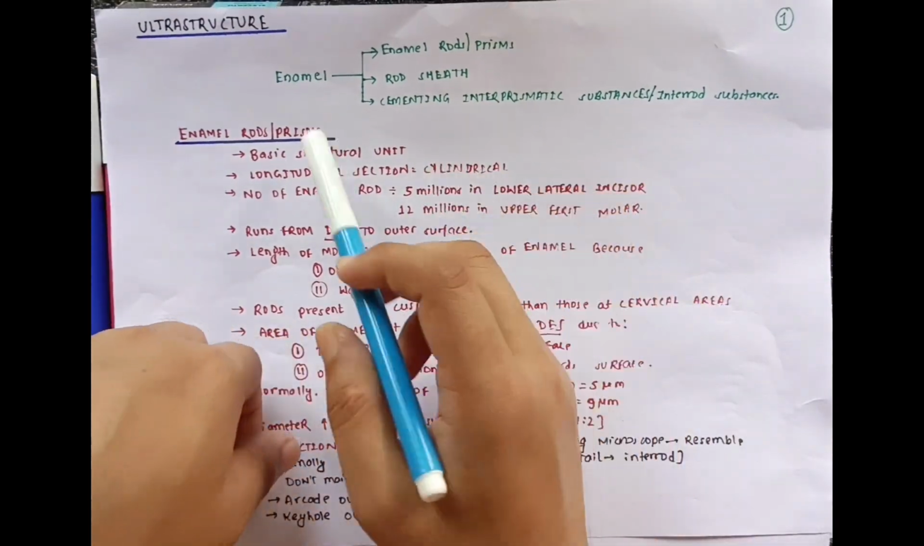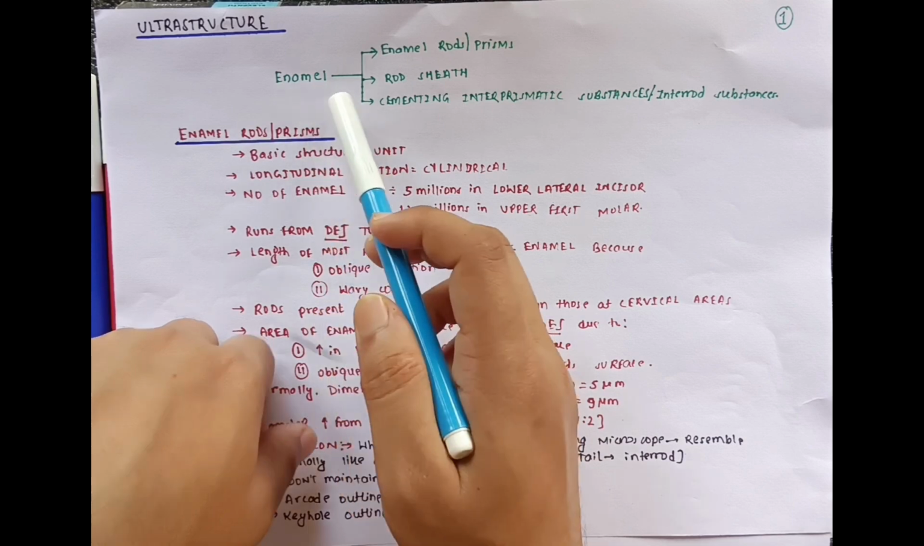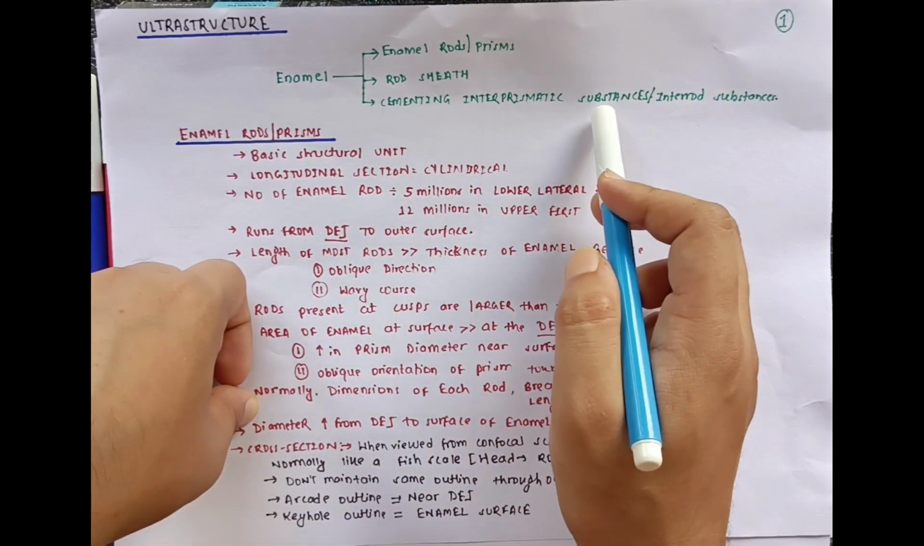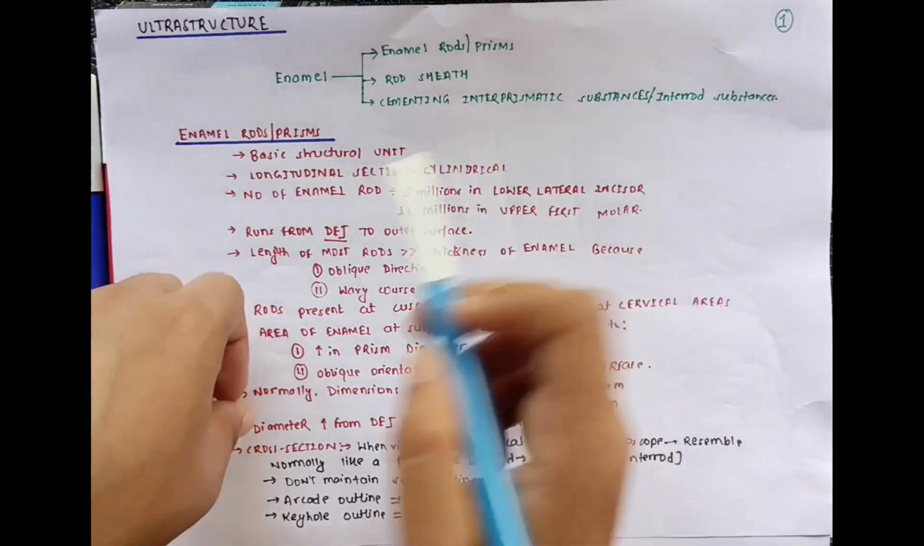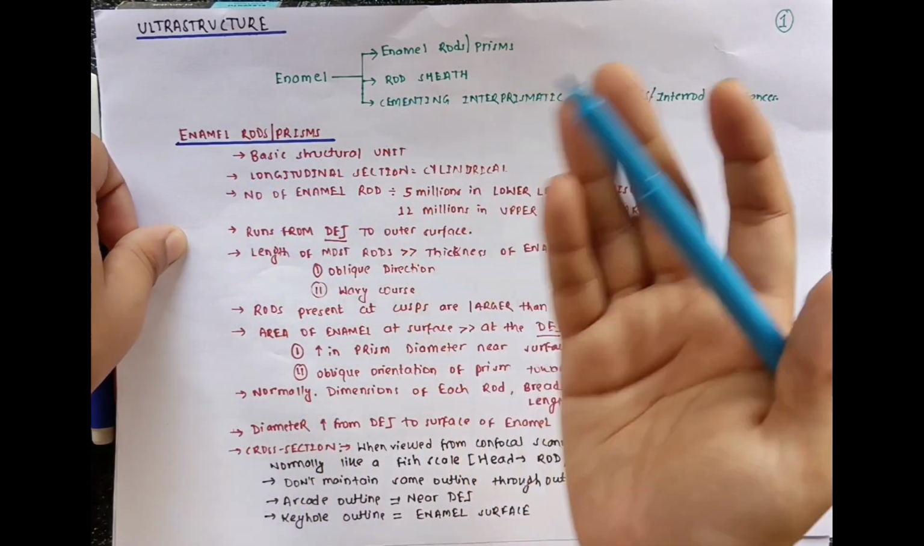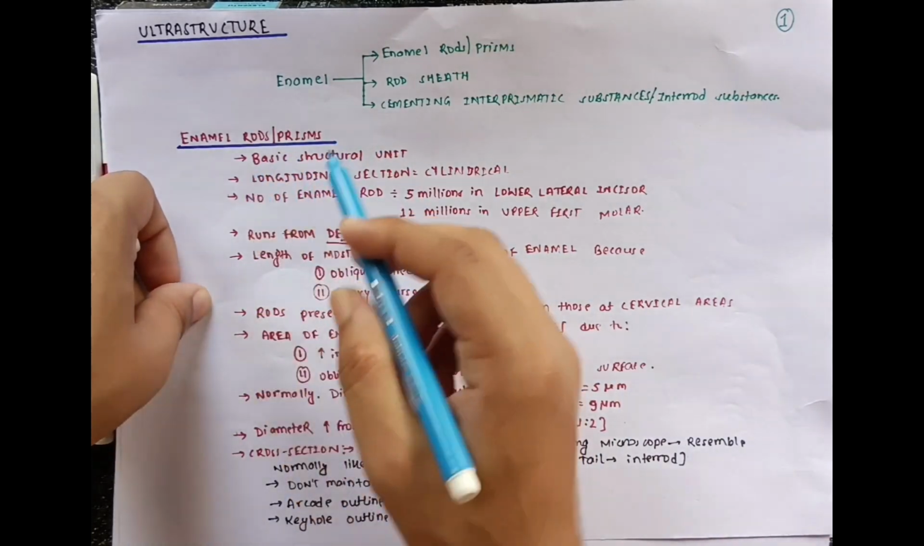Our first topic is enamel, and enamel constitutes the enamel rods or prisms, the rod sheath, and cementing interprismatic substances, also called interrod substance. As we can see here, I have written enamel rods or prisms. It is also called enamel prisms. Now let's discuss it.